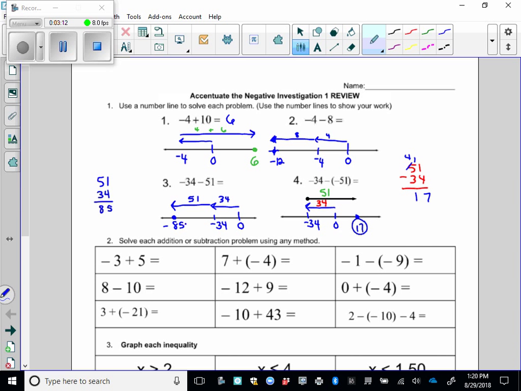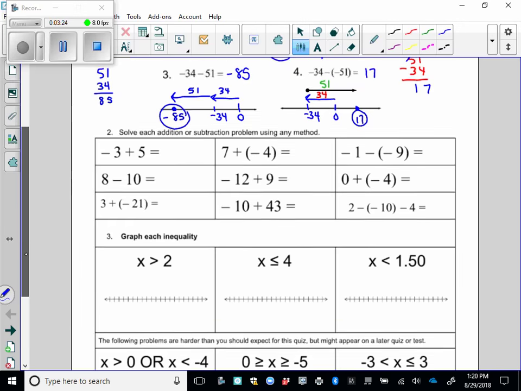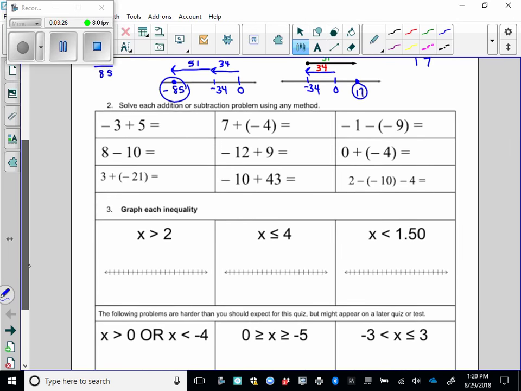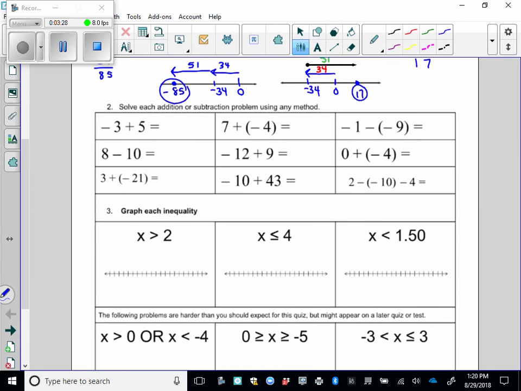And here it was -85, and here it was -12, and this is +17. So those are number line sketches. So what I'm going to do now is just pause and let you do number 2 yourself and check your answers so you're not watching such a very long video.